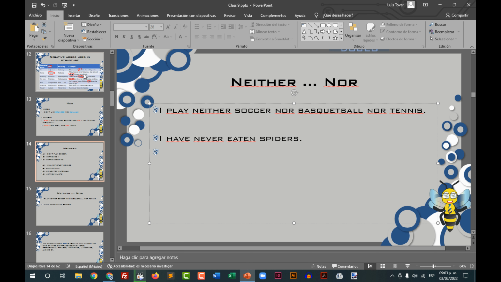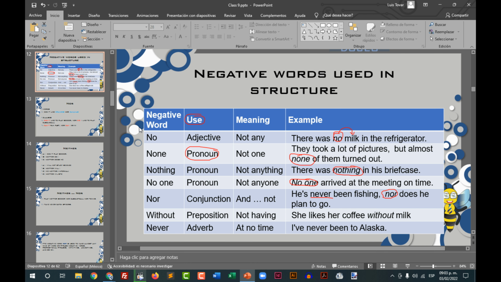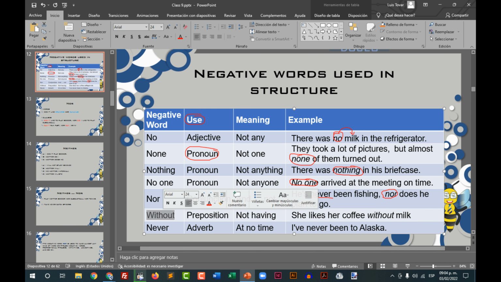Then we have nor, the one we're checking, which is a conjunction. And this is why here we have nor does he plan to go. We said that after nor, when we connect two clauses, we need the auxiliary verb. We have also without, which is a preposition. And finally, we have the word never, which is an adverb. The word never, as it is an adverb, normally goes before the verb.